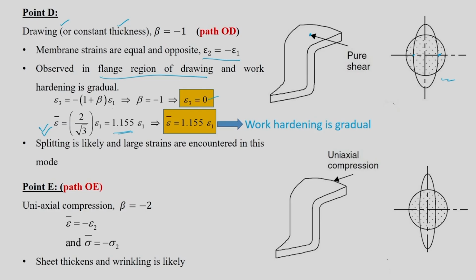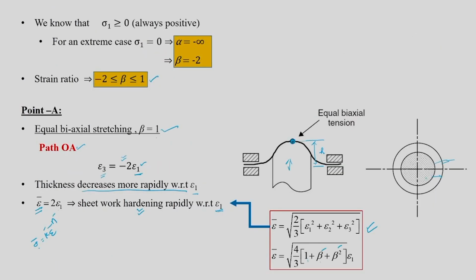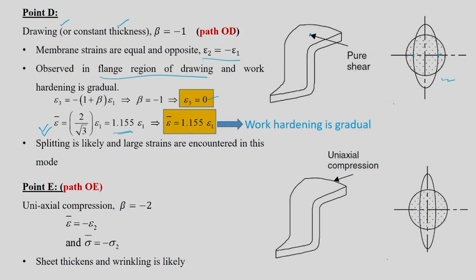So 2 by square root of 3 into epsilon 1 is nothing but 1.155 times epsilon 1. When you compare this with the previous case, that is your point 0.8, it is 2 times epsilon 1. This is what I was telling you. If you compare these two processes, epsilon bar is equal to 2 epsilon 1 in one and epsilon bar is equal to 1.155 times epsilon 1 in the other, and you can say that here work hardening is actually very gradual. In the other case, when you go for balanced biaxial stretching or equibiaxial stretching, it is going to be rapid. So one has to be very careful in this type of deformation about which deformation you are going to pick up.